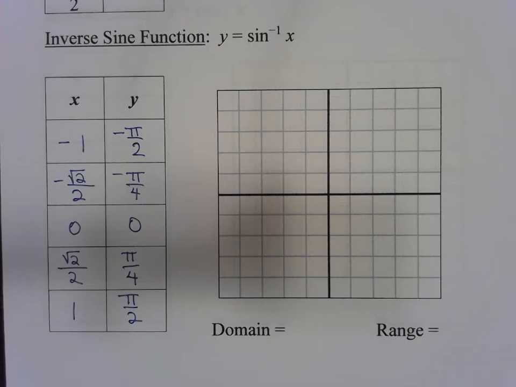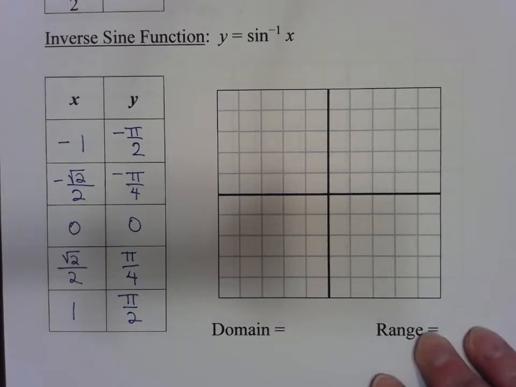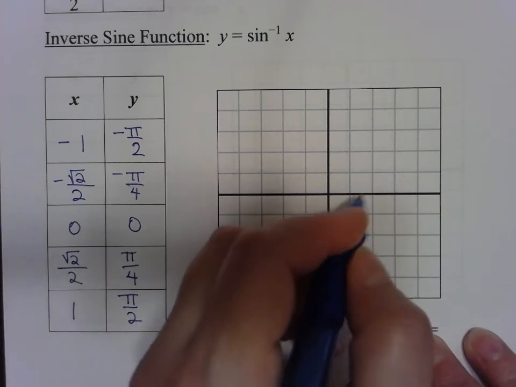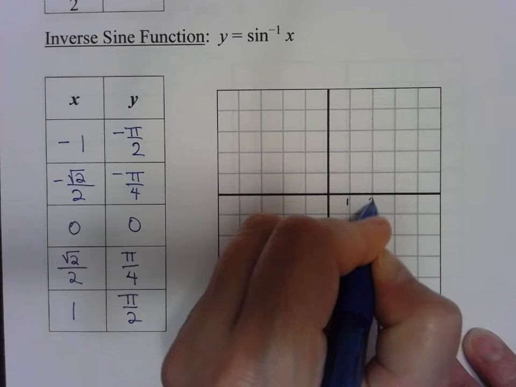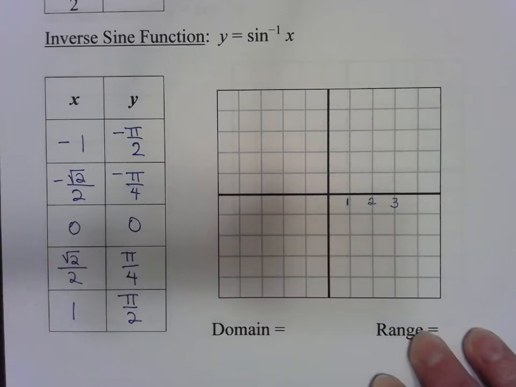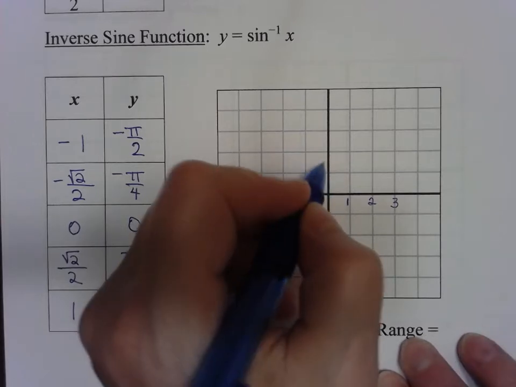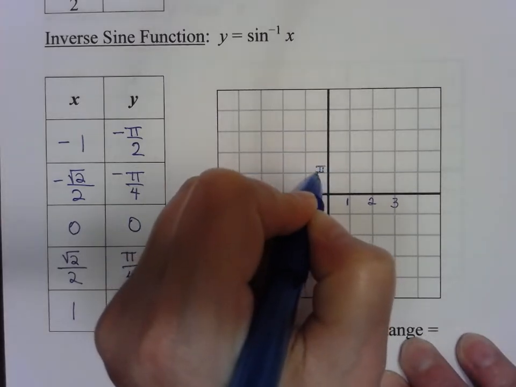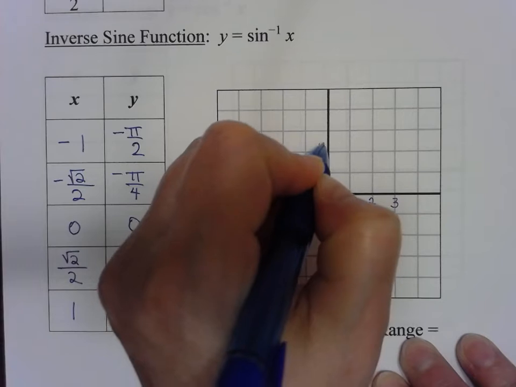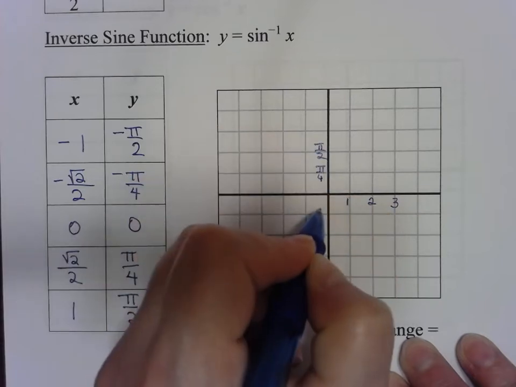Okay, so if we plot these points, now on our x-axis we want to use our real numbers, so this will be 1, 2, 3, etc. And on the y-axis we need the angles. So we're going to count by pi/4, just like we did on the graph of the sine on the x-axis.